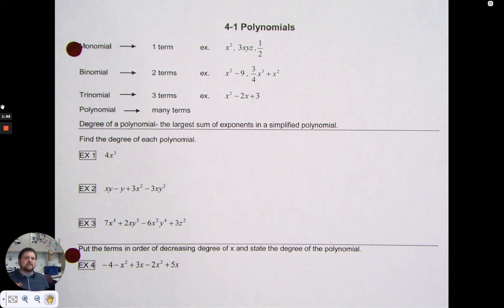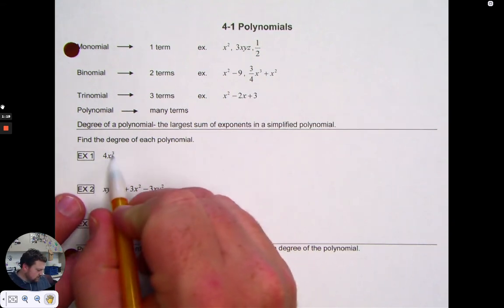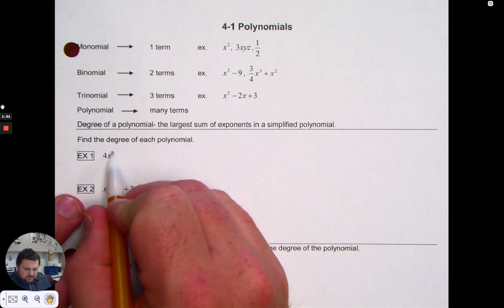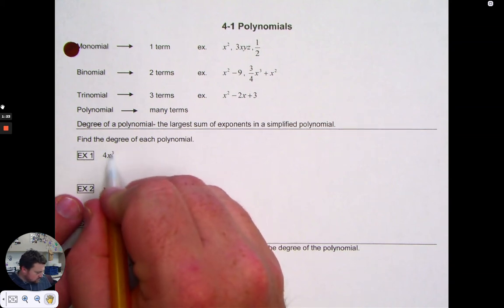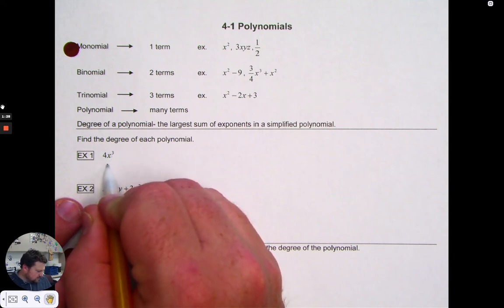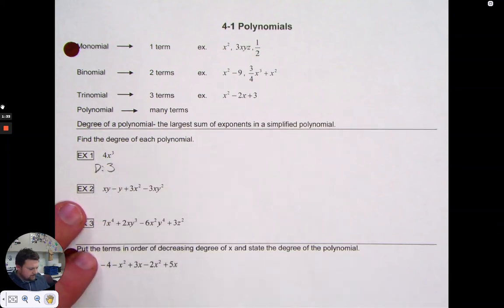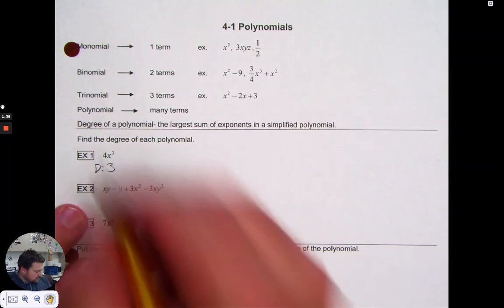Now, when we're trying to figure out the degree of a polynomial, we want to find the degree of each term, and then whichever term has the highest degree, that's the degree of the entire polynomial. So when we look at a problem like example 1 here, we have this one term. Our exponent is raised to the third power. Since this is the only power involved, that degree is just 3, or the third degree.